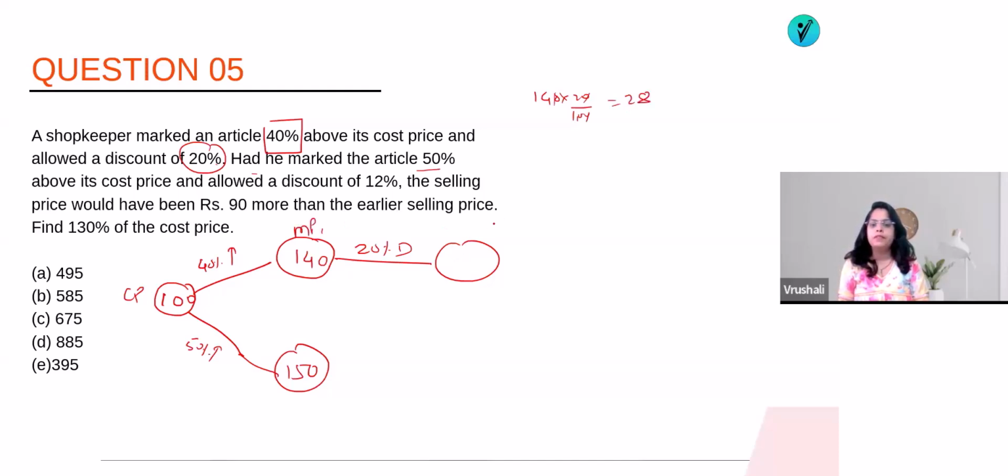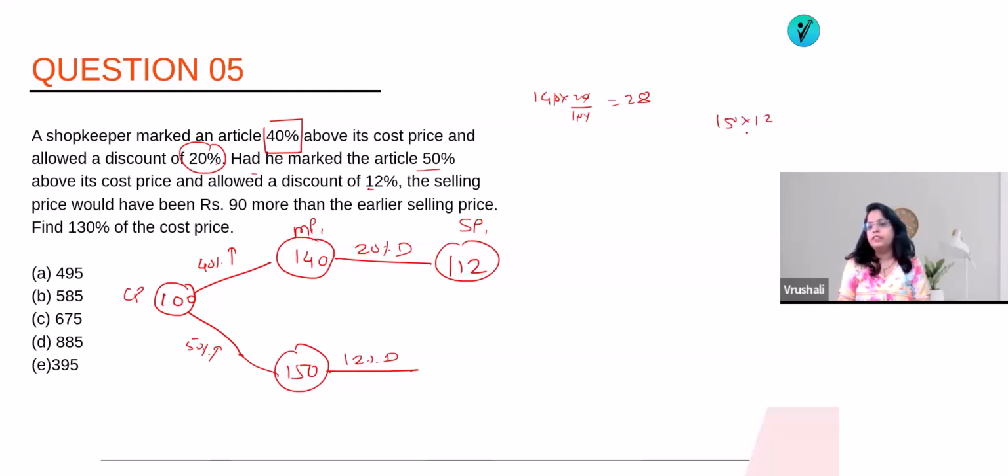This was the MP1. This is the SP1. 28 rupees discount, that means 112 is the SP. And the second one is giving a 12% discount. So what is the 12% of 150? 10% is 15 and 1% is 1.5, so 3. 15 plus 3, 18 rupees, right?